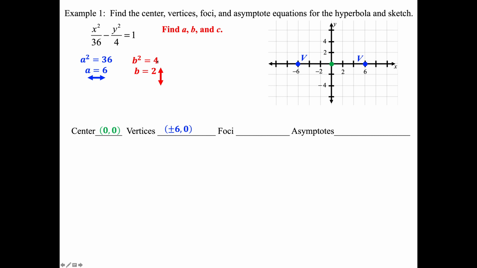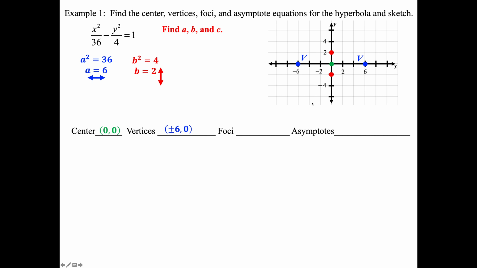B squared is 4, so that's up and down 2. I still need those points. Now, the author didn't talk about these points and didn't draw them in, so this is why my way is better. This looks like the exact same work I did with the ellipse.